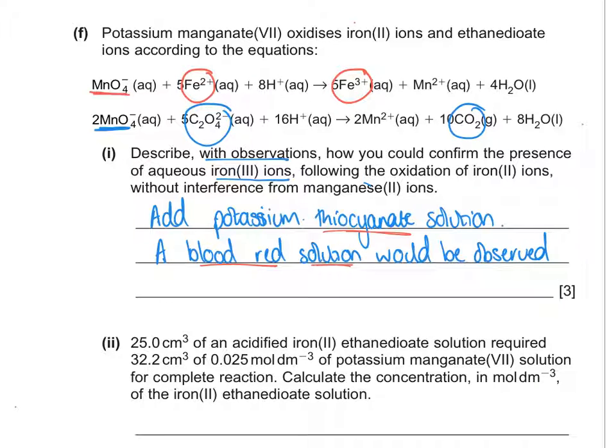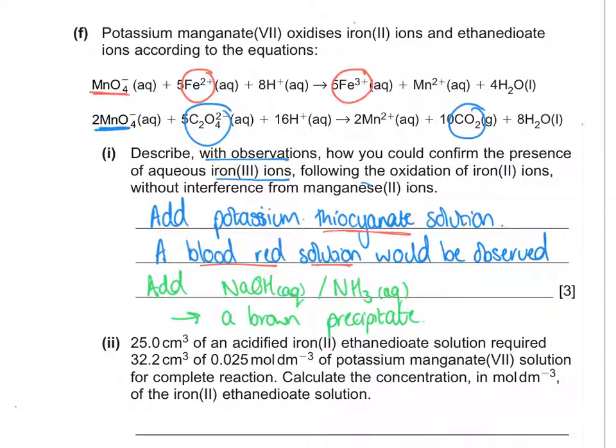The other option here is that you could confirm the presence of iron 3 plus by the addition of your sodium hydroxide or ammonia solution to get your precipitate. So if you were to choose to add aqueous sodium hydroxide or aqueous ammonia, then you would see a brown precipitate. So you're just recalling your identification test for your iron 3 plus ions.